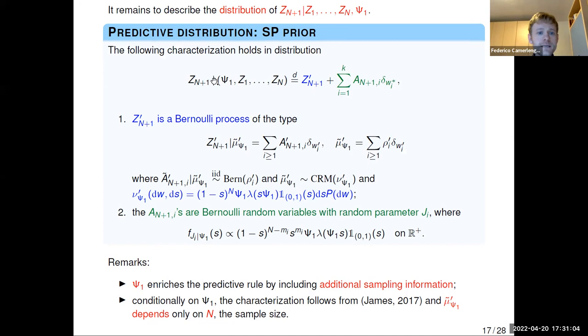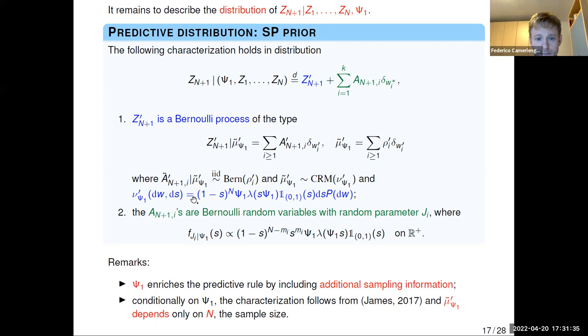As you can see, the posterior distribution of the next individual is characterized again by two distinct terms. This part in blue refers to the new features that will be selected, and this part in green refers to the already observed features. This part in blue is again a Bernoulli process whose parameter is a completely random measure. And the Levy intensity of this completely random measure is the following one.